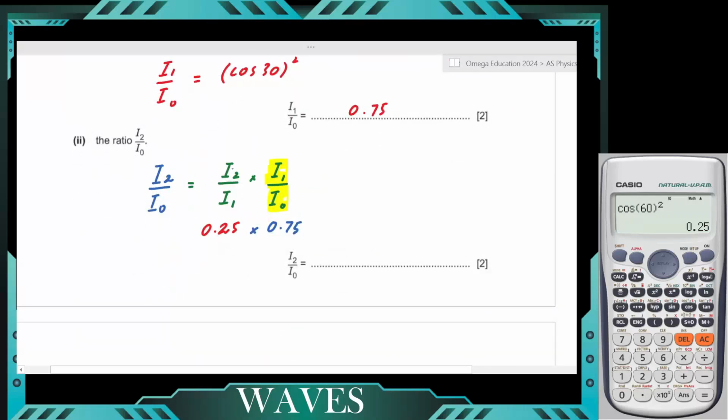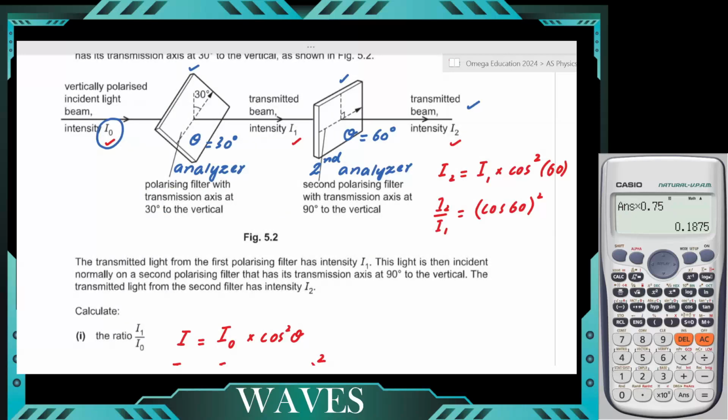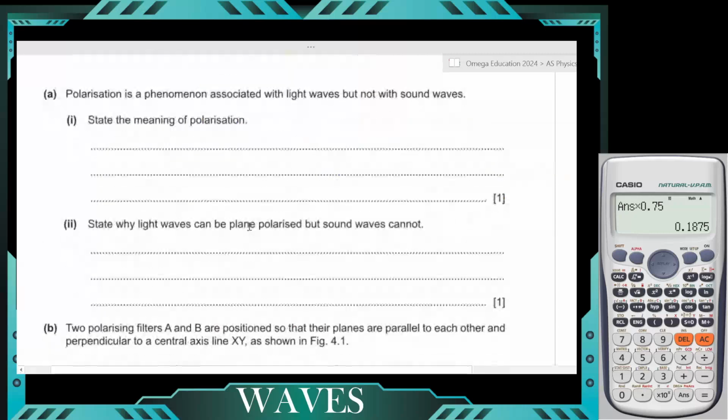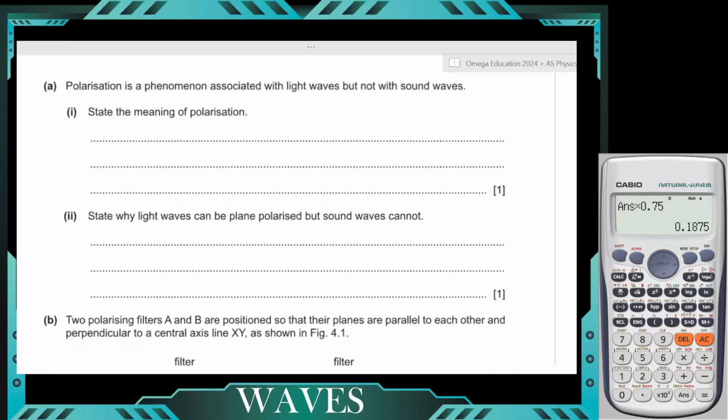Now we do have the value of I2 over I1, and we also have the value of I1 over I0. So we multiply these two, this thing times 0.75. What do we get? We get 0.187, which we can write as 0.19. So 0.19 is the answer for this one. So let's move on to the next one. The next question that we have over here. Let me scroll down. Okay, we have it over here.